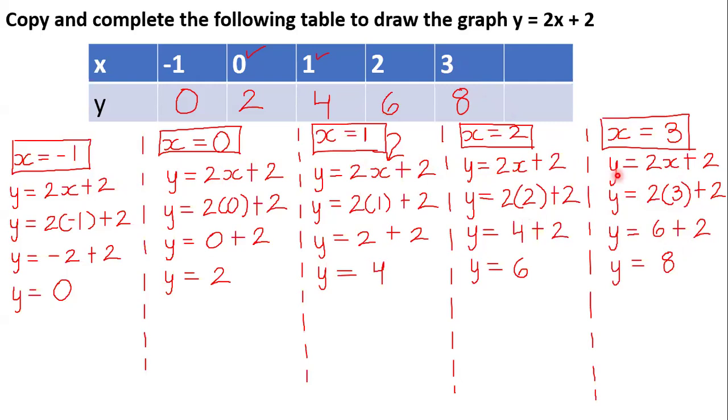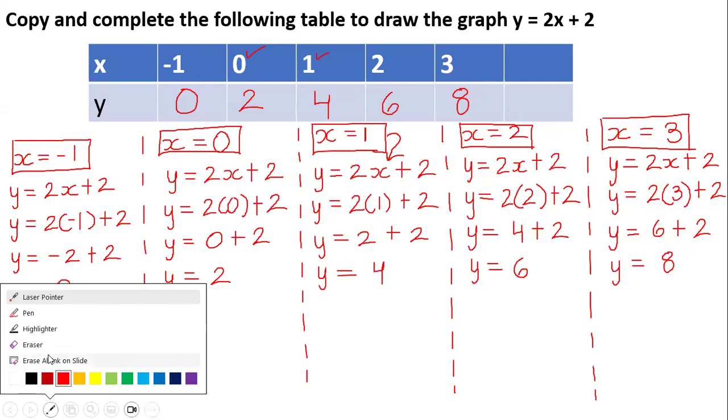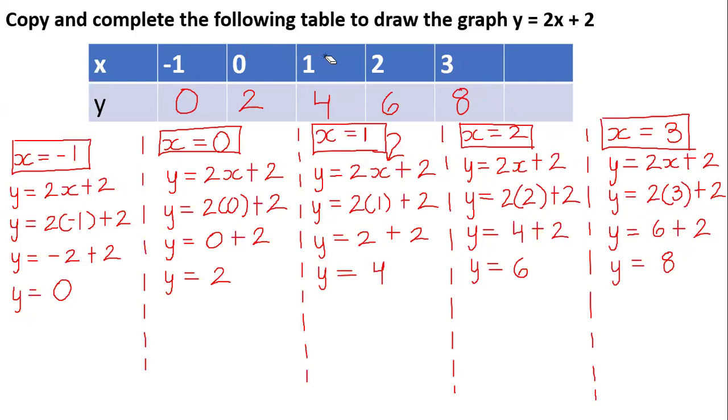All right. That's all. Now it's time for us to graph it. How many persons understand how we completed the table? Let me know. You finished the graphing as well? Okay. Is there anyone who does not understand how we got the numbers 0, 2, 4, 6, and 8?